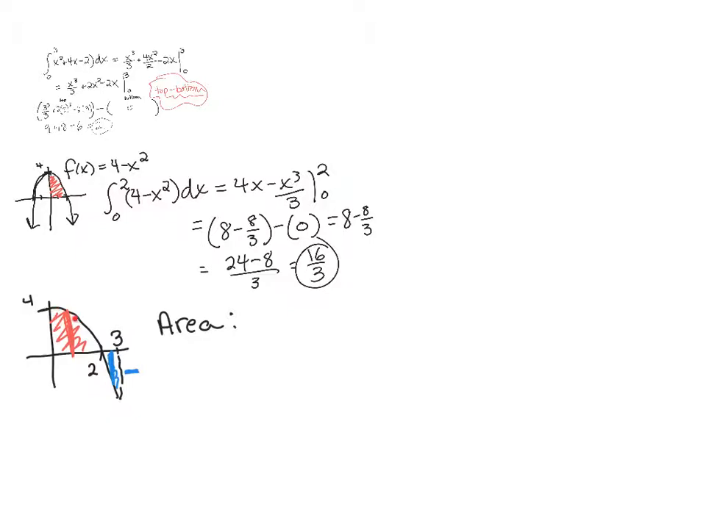So it's going to be our function minus, what does y equal here? 0. So the top minus the bottom will be, for that first part, the integral from 0 to 2, the top is 4 minus x squared. The bottom is 0, so I'm going to say minus 0. I'm integrating with respect to x. Then I want to add the area that's blue. So I'm going to add from 2 to 3.